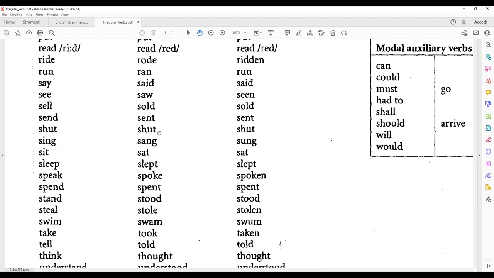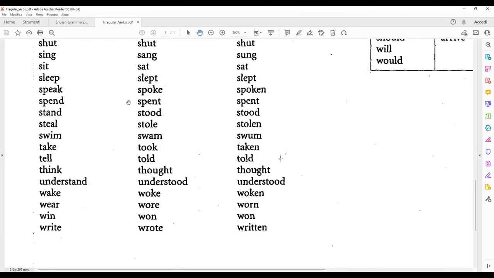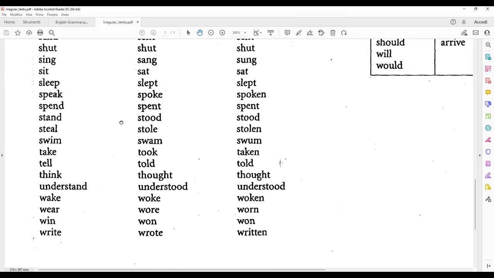sing, sang, shut, shut, la stessa pronuncia e la stessa scrittura, quindi shut, shut, sing, sang, sit, sat, sleep, slept, speak, spoke, spend, spent, stand, stood, steal, stole, swim, swam, take, took, tell, told, think, thought, understand, understood, wake, woke, wear, wore, win, won, write, wrote.